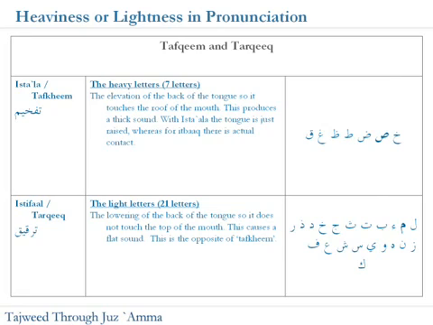The light letters then, the lowering of the back of the tongue so it does not touch the top of the mouth, this causes a flat sound, and this is a majority of the letters. And again, with these two characteristics, we'll have a separate lesson on them. So we've got the meme here, so if you say ma, generally the back of the tongue is lowered, i.e. the letters are not heavy.